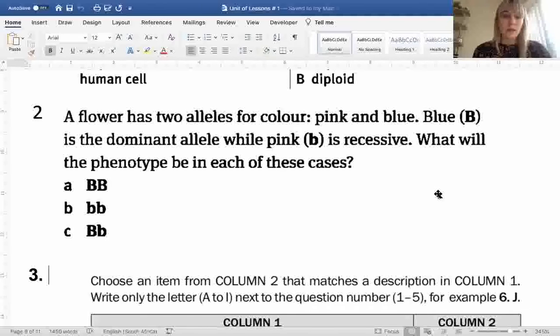Question B is small b, small b. So is the dominant capital B present or not? No, it's not. So it's homozygous recessive. In other words, the phenotype will be pink. C is maybe the trickier one because this is a heterozygous genotype, meaning capital B and a small b. But again, the law of dominance states that if the dominant allele is present, it will determine the trait. Is capital B present? Yes, it is. So the phenotype will be blue.